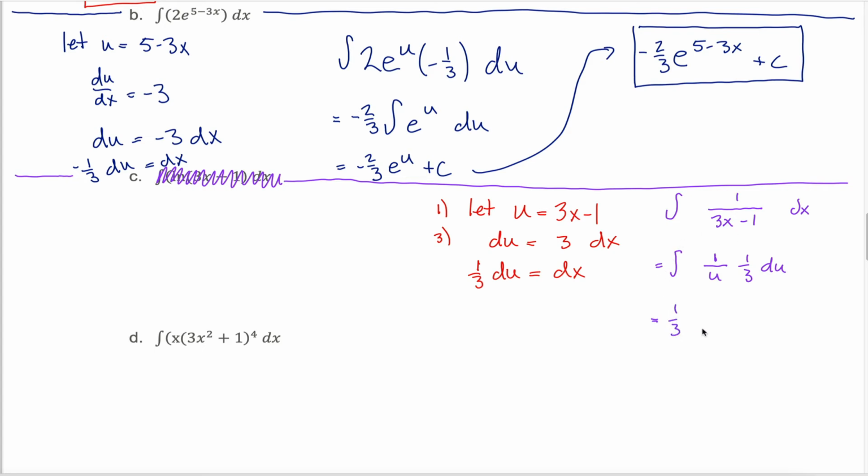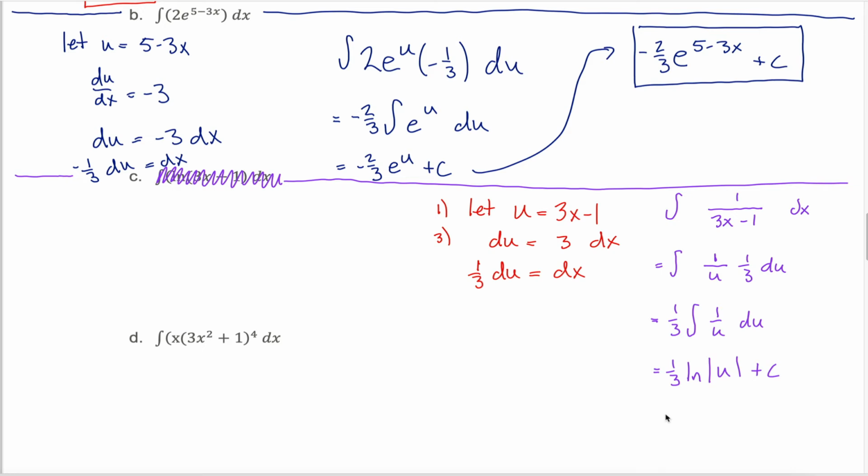The 1/3 is just a constant, so I have 1/3 times the antiderivative of 1 over u du. And the nice thing about the antiderivative of 1 over u is it's something we learn with our basic rules, right? It's kind of the trick case. You want to use the power rule here, but you can't use the power rule here because this is u to the negative 1 power. So this is the one where it's the natural log of the absolute value of u plus c.